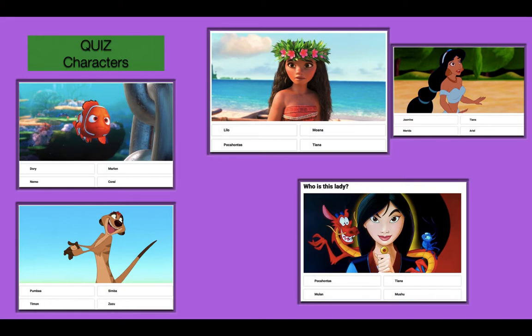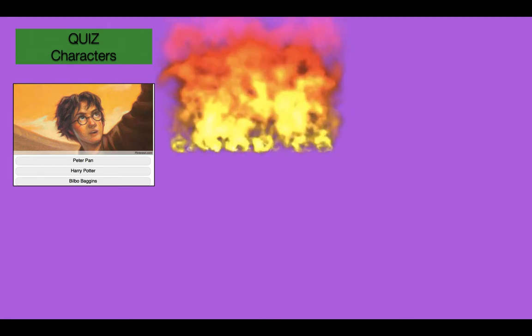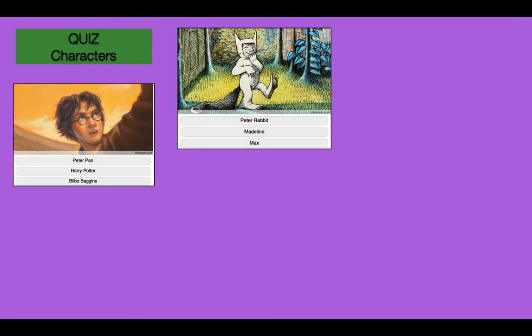Let's move on. How are you doing? Were you good at spotting those characters from different animations? Let's continue with the character theme. Who is this character? Is it number one, Peter Pan, number two, Harry Potter, or number three, Bilbo Baggins? Who is this character? Is it number one, Peter Rabbit, number two, Madeline, or number three, Max?